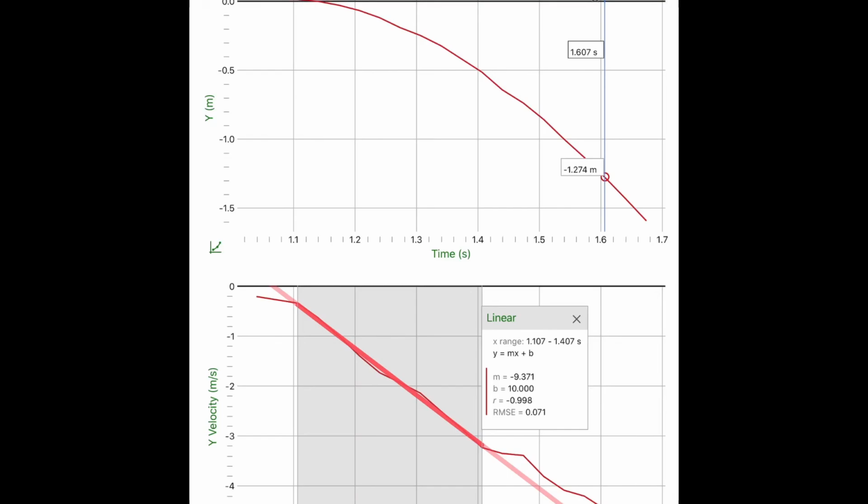And my data is fairly linear, except for the ending. I'm not really sure what happened there, but we can conclude that this has a uniform acceleration.